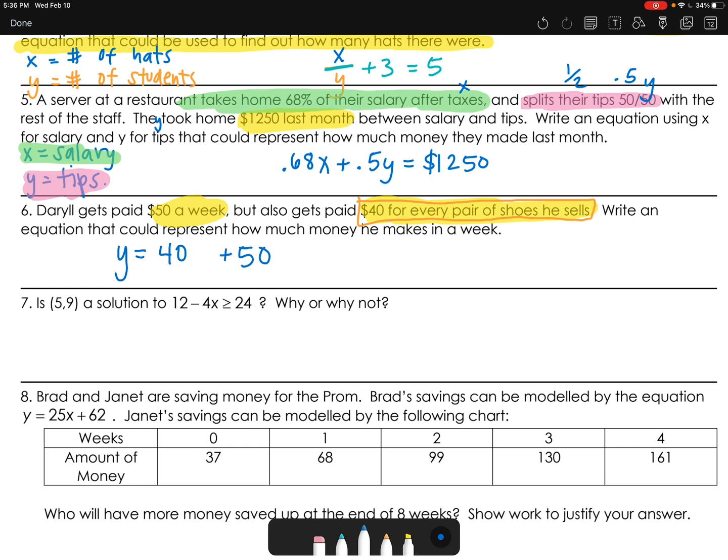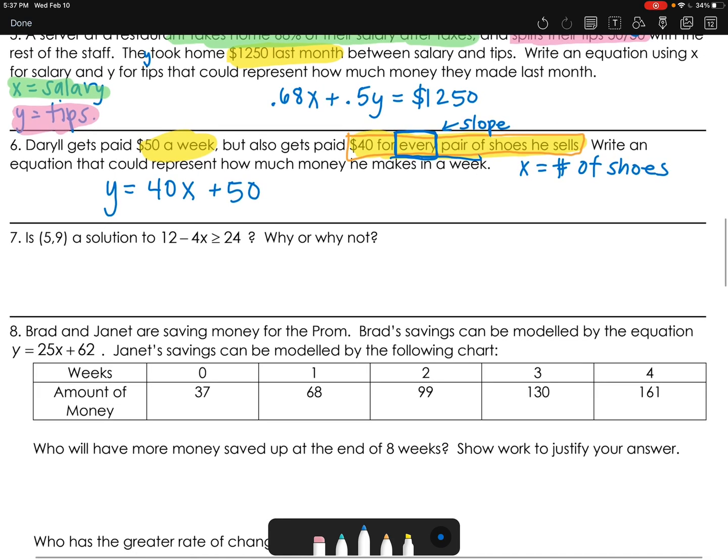But he also gets paid $40 whenever you see this term, for every, just every here. I want you to think of slope, because that's exactly what's happening here. If X is your number of shoes, 40X plus 50 tells you how much money Daryl makes in a week, depending on the number of shoes he sells, okay? All right, let's take a break from word problems for a second.